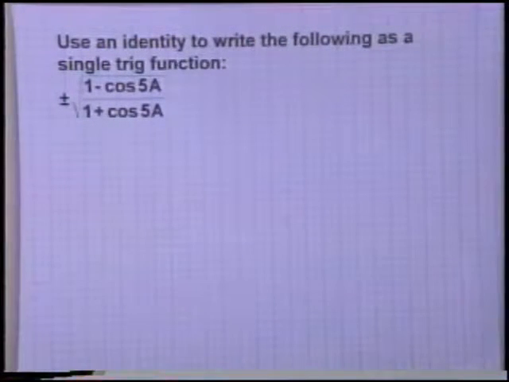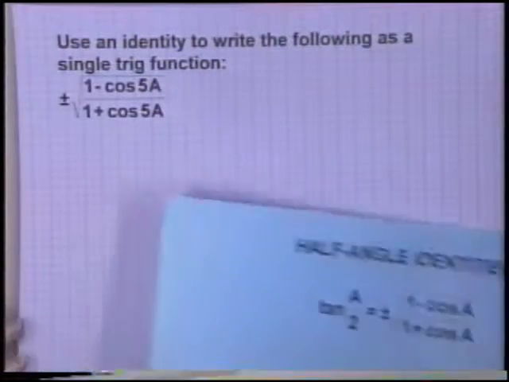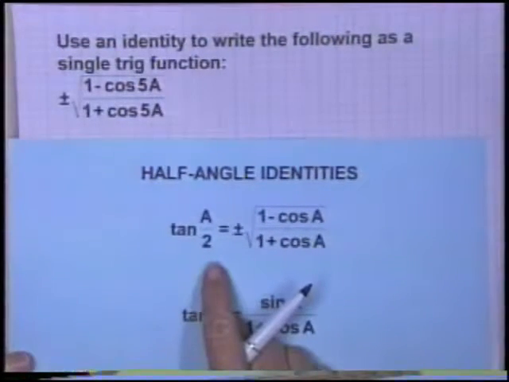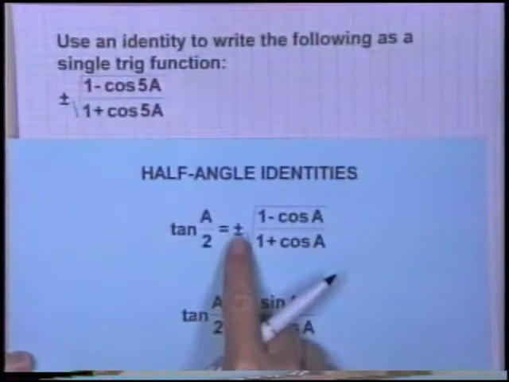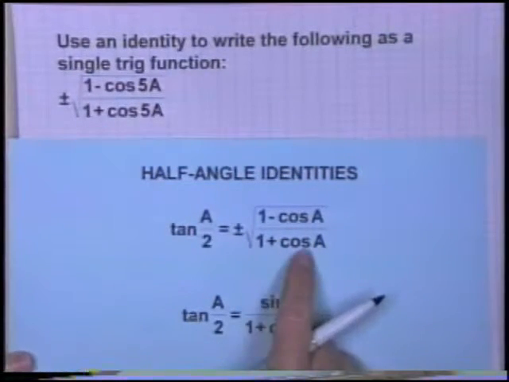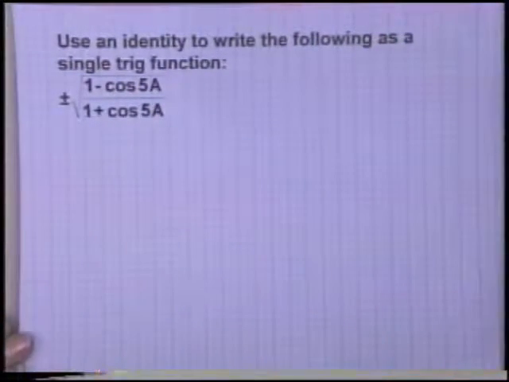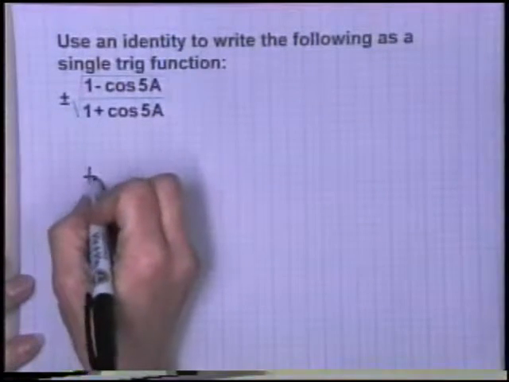Use an identity to write the following as a single trig function. Now notice here we have plus or minus the square root of 1 minus cosine 5a over 1 plus cosine 5a. Now let me slide this back up here. See our first form of our tangent a over 2, plus or minus the square root of 1 minus cosine over 1 plus cosine. So that's the identity that we'll be using.